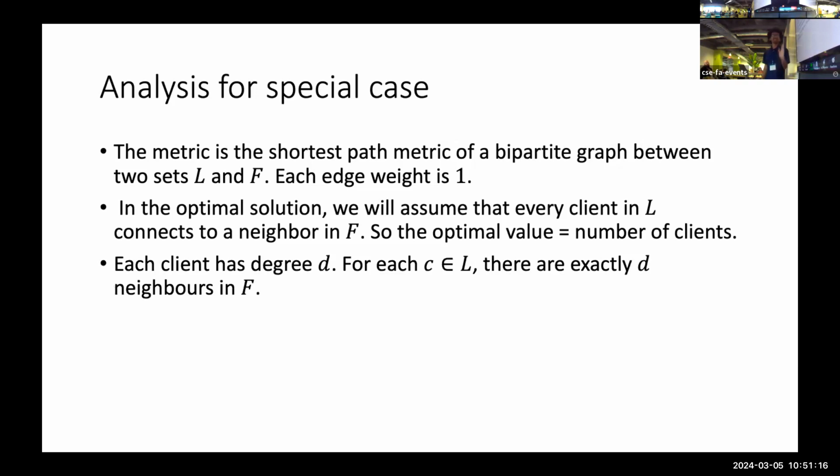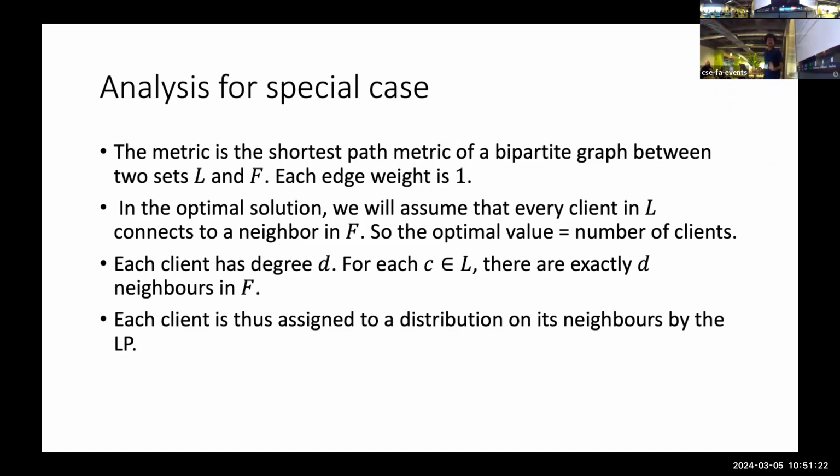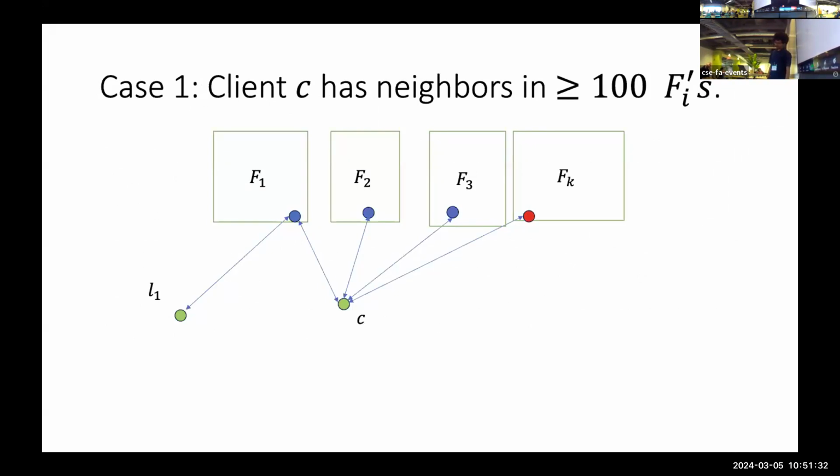Okay, the third assumption is that every client has the same degree d. This is not so important. Basically each client is now getting assigned to a distribution on its neighbors, and let's see how this algorithm does in this special case. Before we go to the analysis, let's see why intuitively this should be a good algorithm.